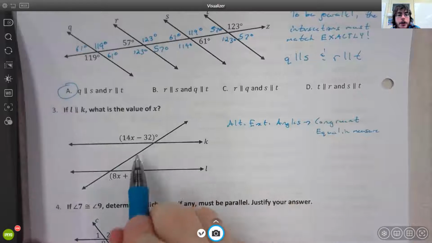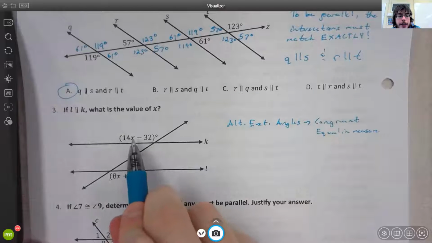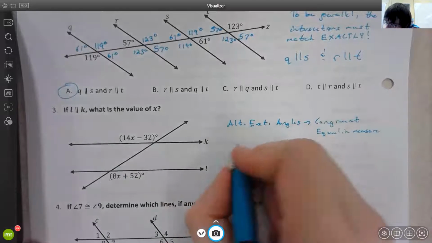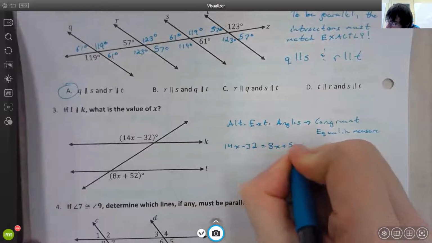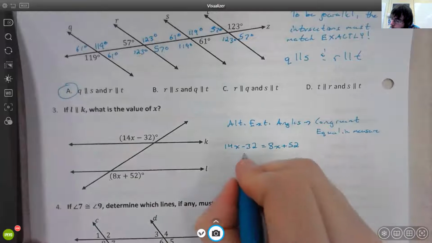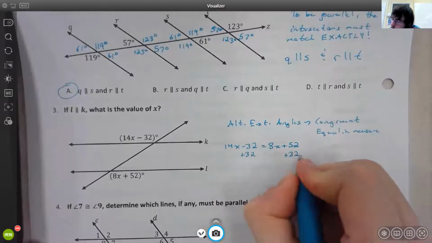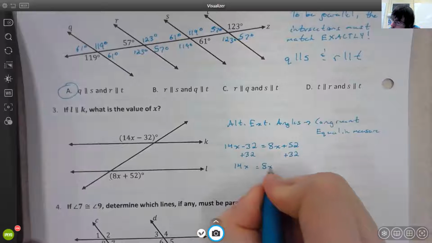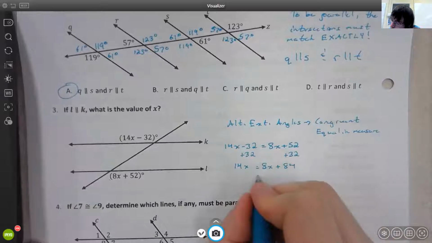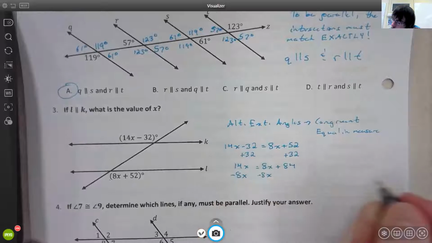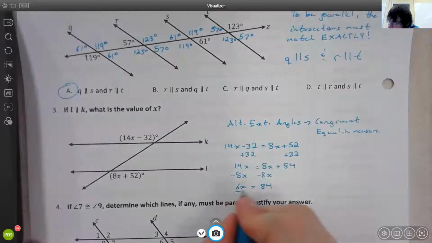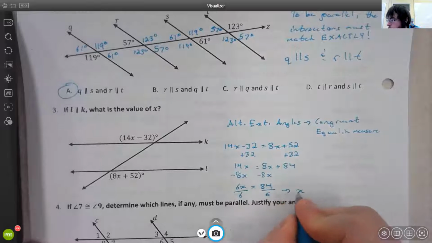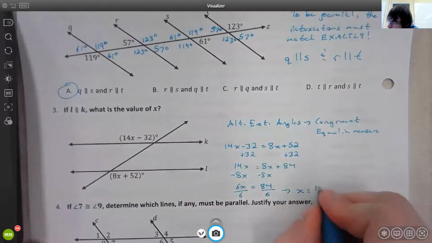Well, if these two angles should be congruent, in order to set up my equation, I need to take this angle and set it equal to the other one. So 14x minus 32 equals 8x plus 52. I'm going to add 32 to both sides. 14x equals 8x plus 84. Subtract 8x from both sides. We get 6x is equal to 84. Divide both sides by 6. And I believe that we find x to be 14.